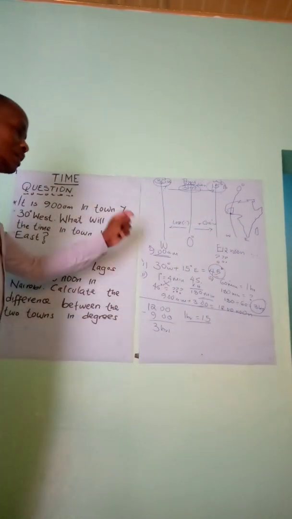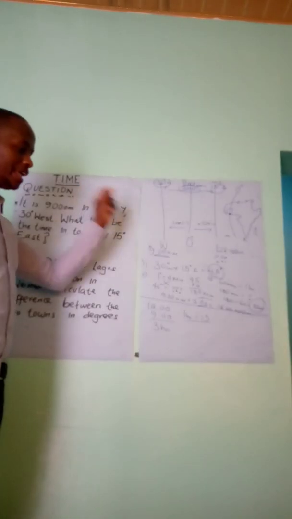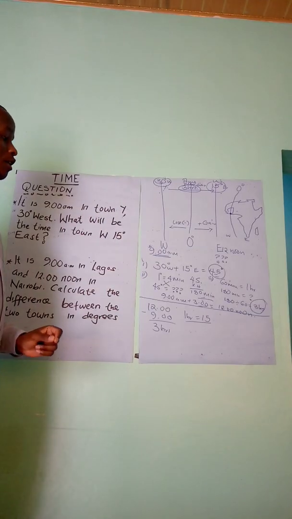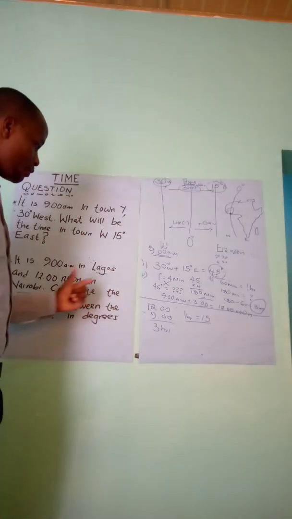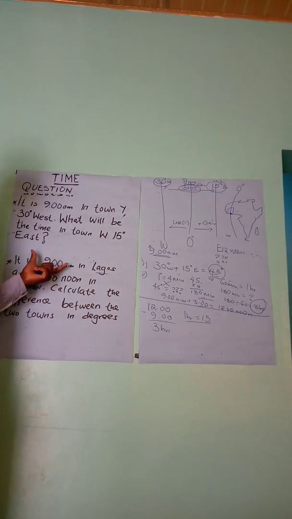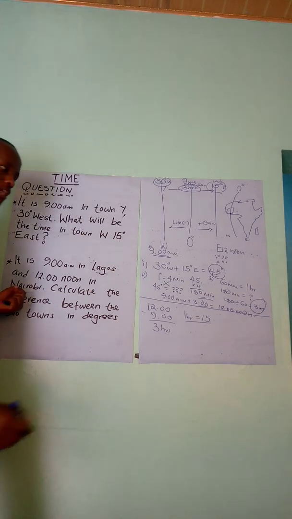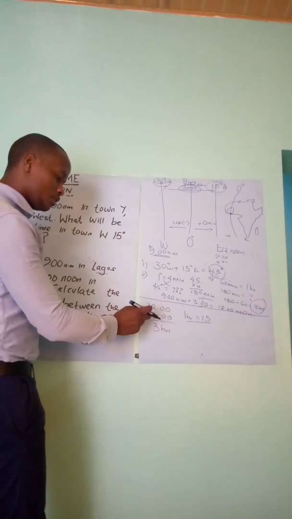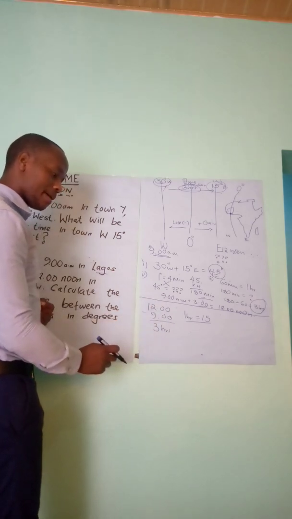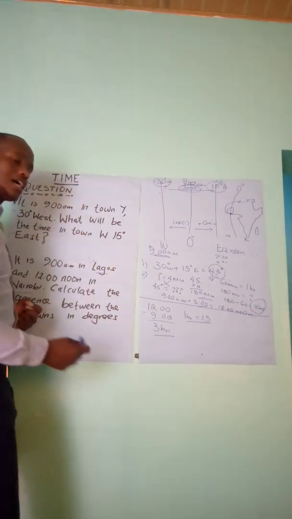will be to calculate the difference in time between Lagos and Nairobi, which we have been given in the question. It is 9 a.m. in Lagos and it is 12 noon in Nairobi. Okay, so we move 12 noon minus 9 a.m. We get the difference is 3 hours.